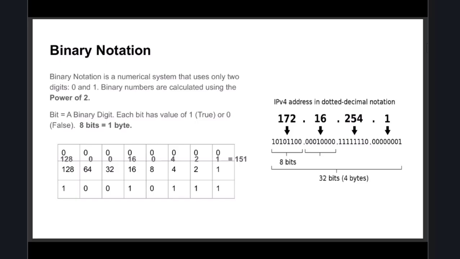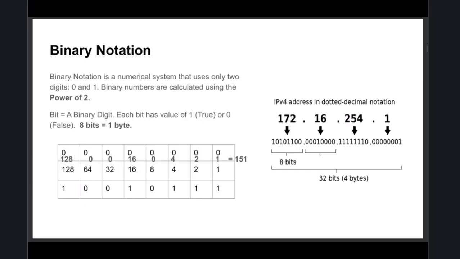In binary notation, we are using a unit of measurement called a bit, B-I-T. Bit is short for binary digit. And each individual bit within binary notation will have either a value of 1 or 0. If a bit has a value of 1, we also say that this is a value of true. If a digit has a value of 0, we also say that it has a value of false.